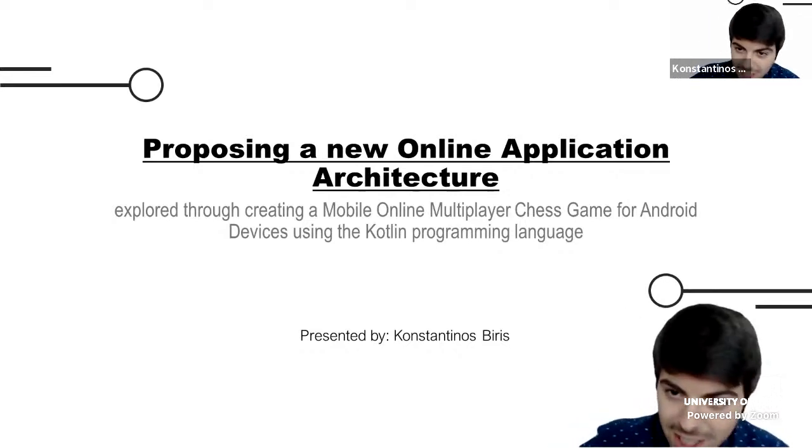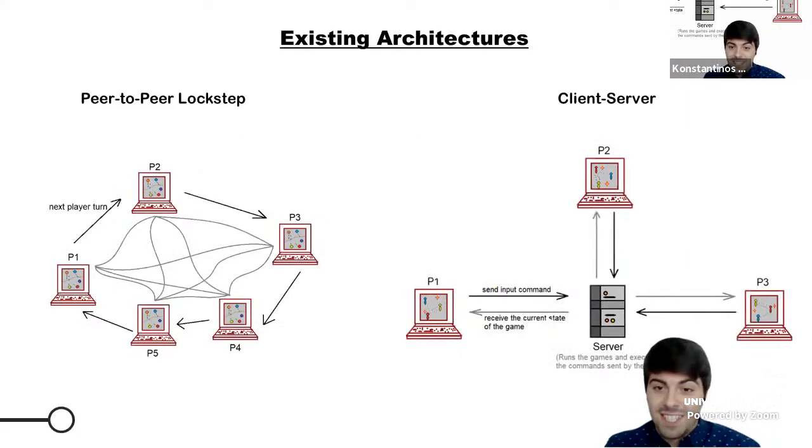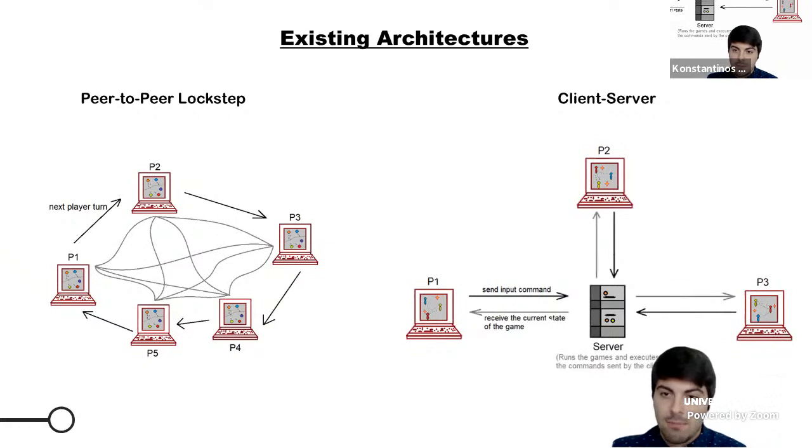The first architecture that came into being was the P2P lockstep.